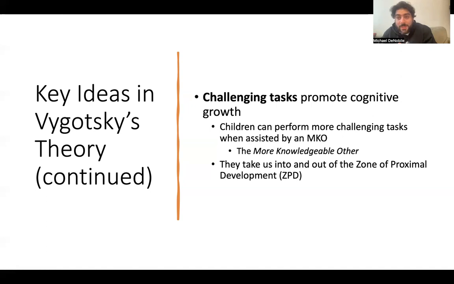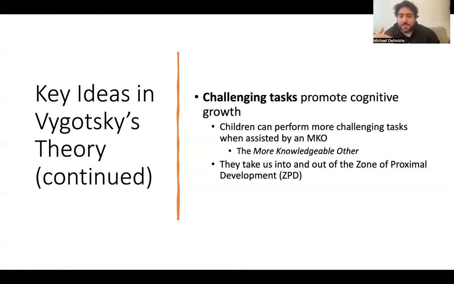Now it's the teacher's job. Can the teacher get them to a point in 1 year? Maybe, maybe not, depending on the pedagogical approaches and the scaffolding. Can the teacher get them to a point where, okay, maybe they're not at a 6th or 7th grade reading level, but maybe they're at a 5th or 6th grade reading level, and then there's progress in their individual independent work. So children can perform more challenging tasks when assisted by a more knowledgeable other.